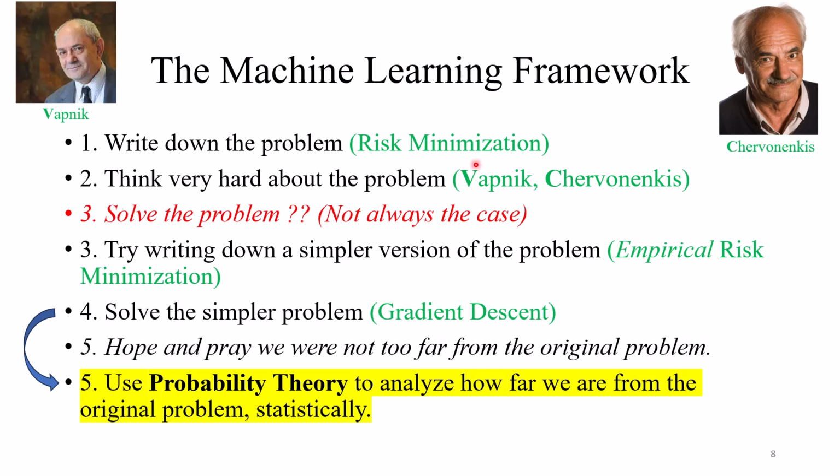So it turns out that the same philosophy can also be used to understand statistical learning theory. The main problem we're trying to tackle is called risk minimization. And thanks to Professors Vapnik and Chervonenkis, they thought really hard about the problem and then kind of wrote down simpler versions of the problem called empirical risk minimization. And methods to solve this kind of problem were proposed, such as gradient descent. And basically, the idea is to use probability theory to analyze how far we are from the original problem, statistically.